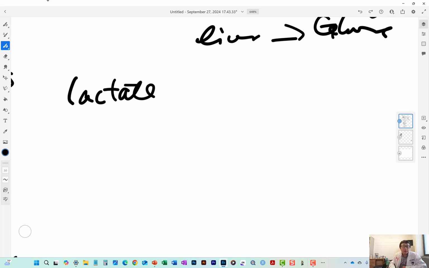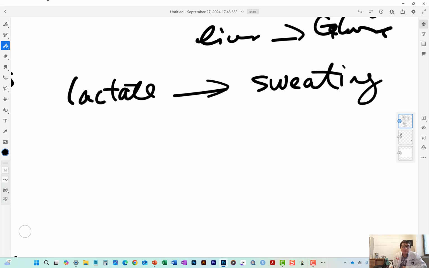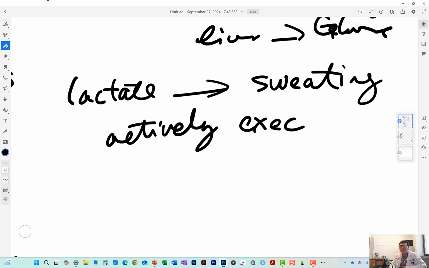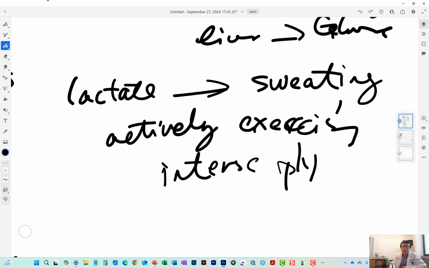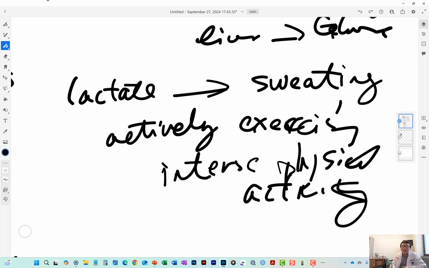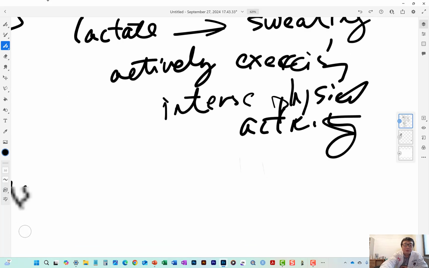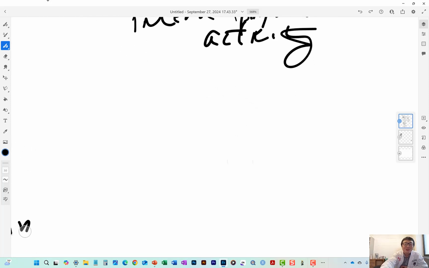How can we get rid of the lactate? Through sweating. So sweating is an important way to get rid of the excess lactate when we are actively exercising or have intense physical activity. I'm still writing. This is so ugly.